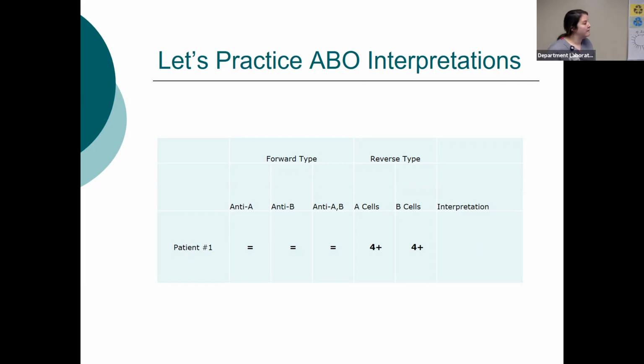So in this example, we have a negative reaction in our front type, anti-A, anti-B, anti-A,B. In the reverse type, we have 4+ reaction with both our A cells and the B cells, meaning this patient has both anti-A and anti-B in their plasma. What type? O.